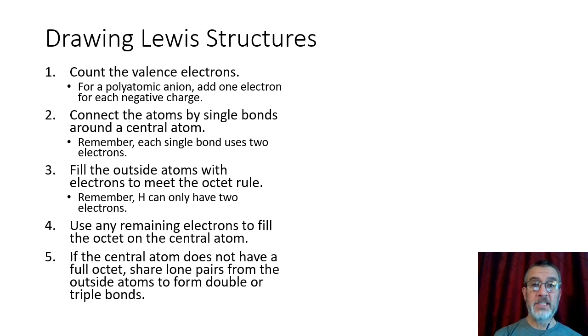If the central atom is still lacking electrons, then we're going to have to pull in pairs from the outside atoms to form double and triple bonds as necessary. So let's take a look at some examples.